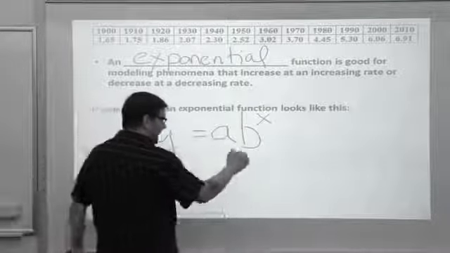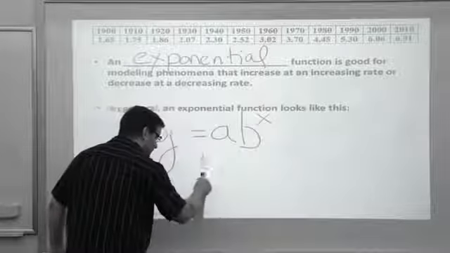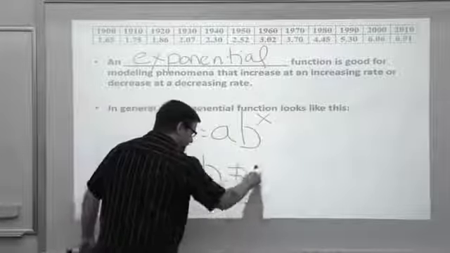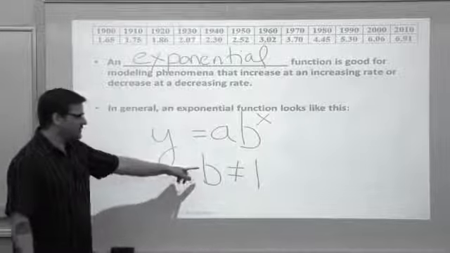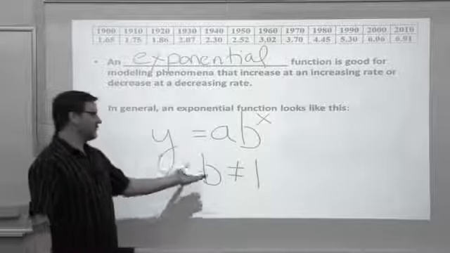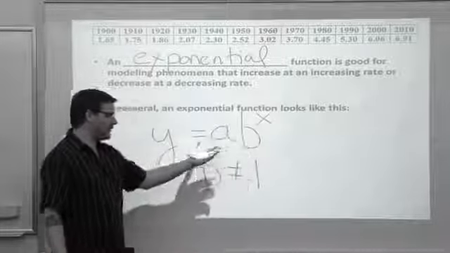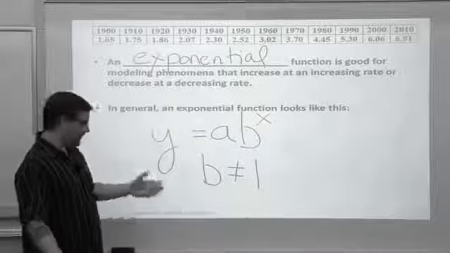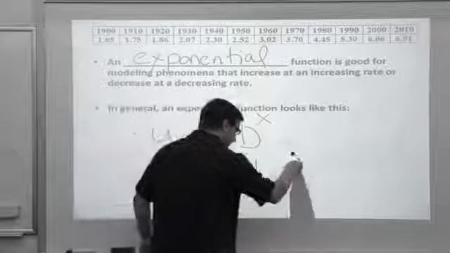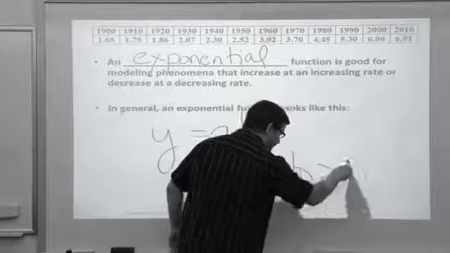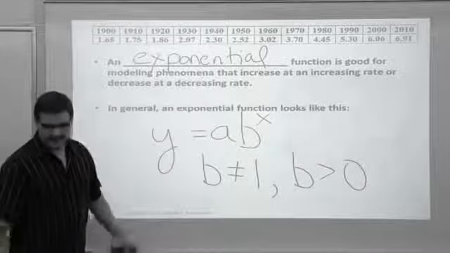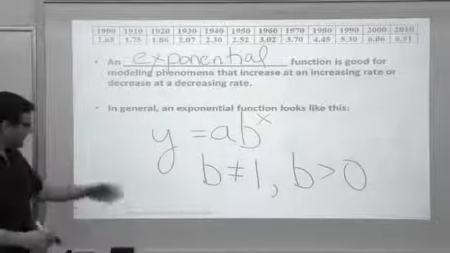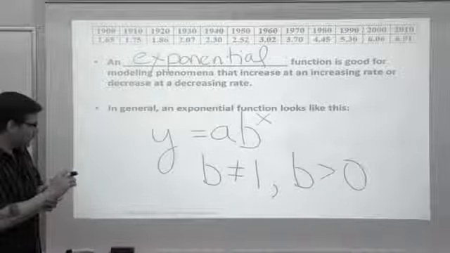A couple of restrictions on this b number. b cannot be equal to 1. If b is equal to 1, then 1 raised to any power is just always going to be 1, so this function would look like a horizontal line. And secondly, b has to be greater than 0. Okay, so do write those in your notes. We do need that to have the official form.